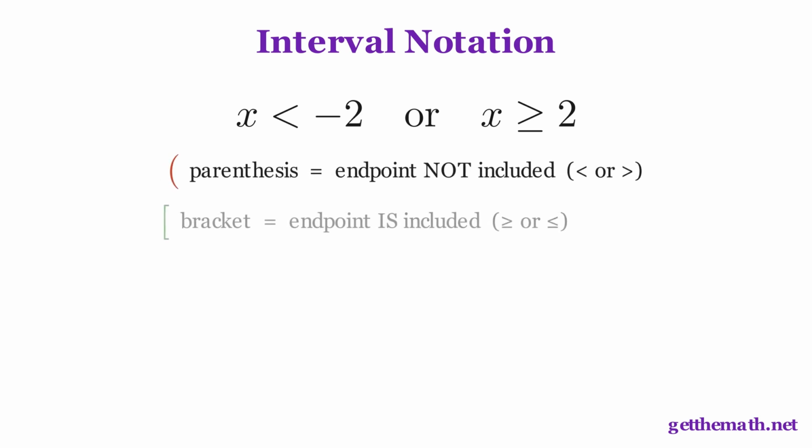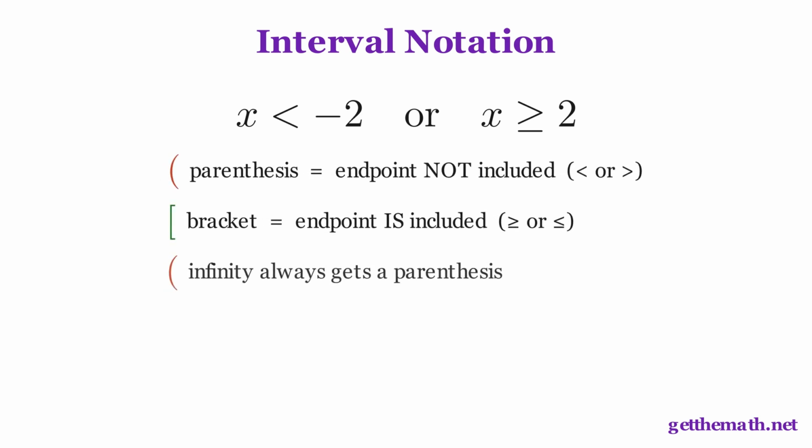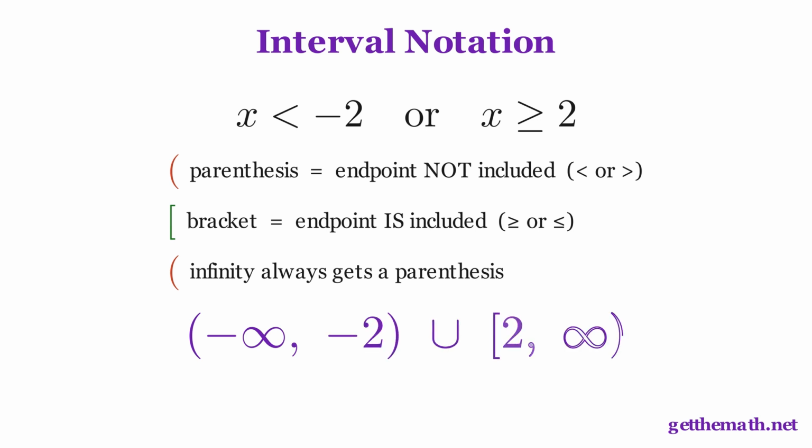Now let's write the answer in interval notation. Our combined solution is x is less than negative 2, or x is greater than or equal to 2. For x less than negative 2, we write open parenthesis, negative infinity, comma, negative 2, close parenthesis. We use a parenthesis because negative 2 is not included. Infinity always gets a parenthesis too.